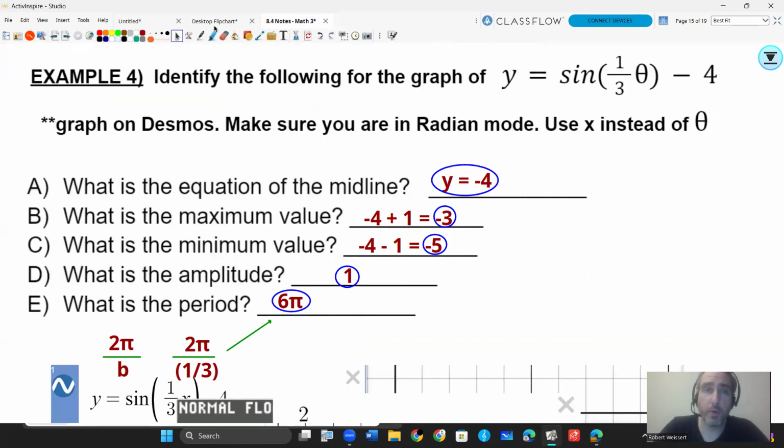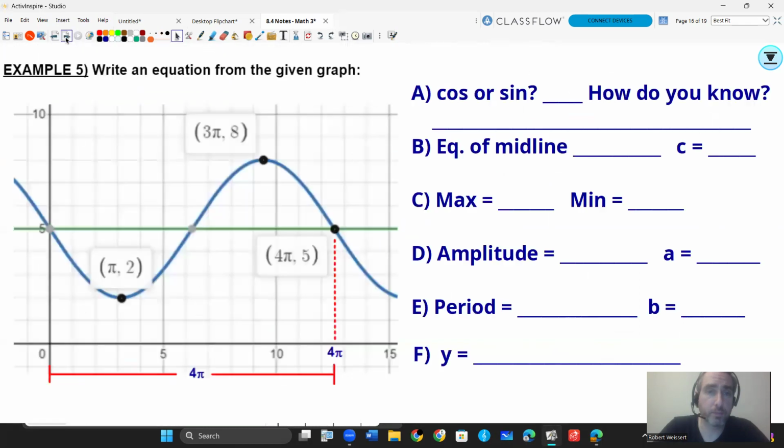All right, one more example. Let's try this one. Last example. This is pretty much like the beginning examples we had where we were given a graph and we want to identify all the key features and come up with the equation. If you think you can try this on your own, pause the video.